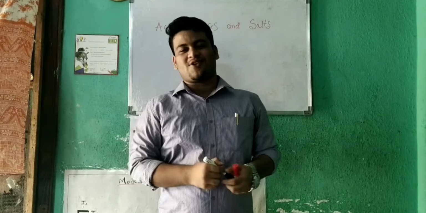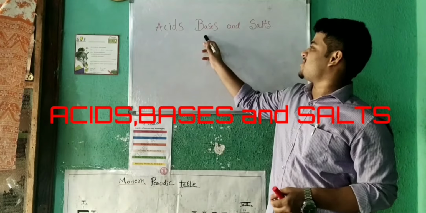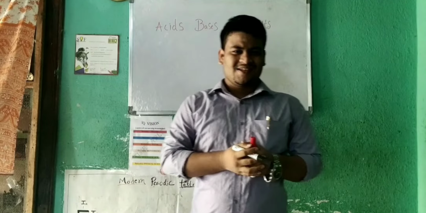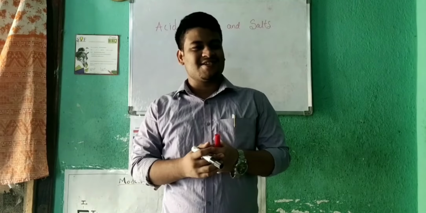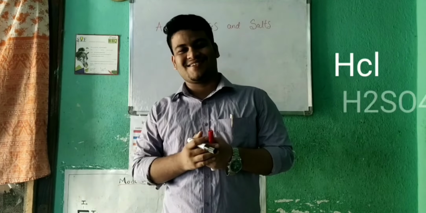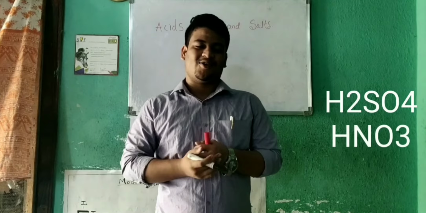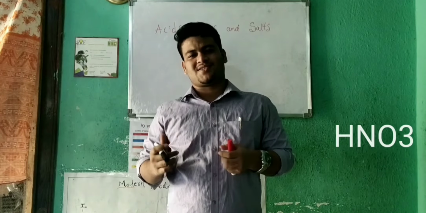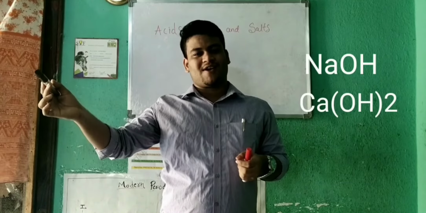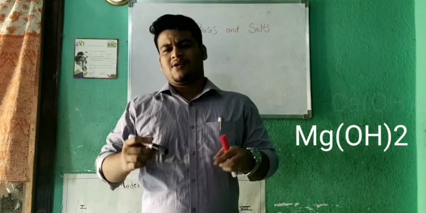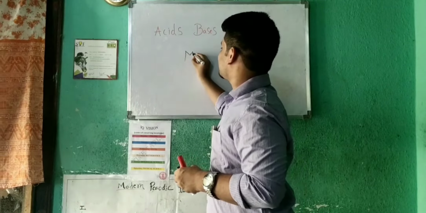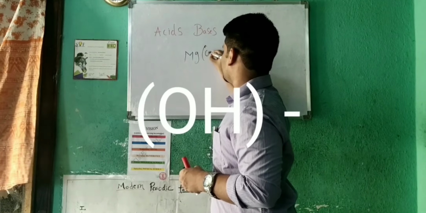So guys, today's concept is acids, bases and salts. Let us now learn about it. What are acids? When you consider the name of acids, everyone remembers hydrochloric acid, sulfuric acid, nitric acid and all. But in the case of bases, we have NaOH, Ca(OH)2, Mg(OH)2 and all. When we observe the bases, we can see a similar OH group.